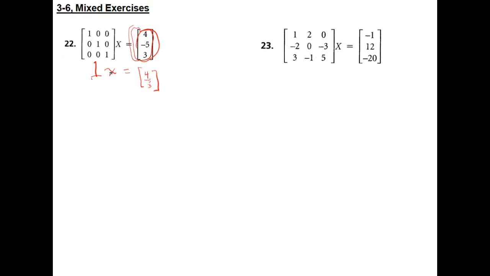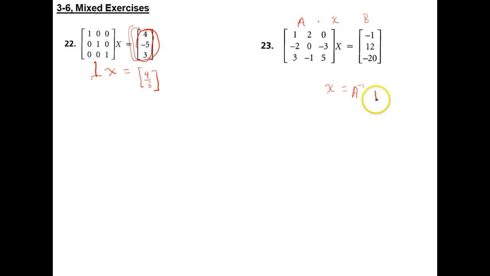Tyler? I have a question about 23. Yeah, 23. What's your question? How do we do it? Well, we first got to think about that as A times X equals B. Okay? What do you want to find? The inverse of A. Good. We know that X is going to be equal to the inverse of A times B.